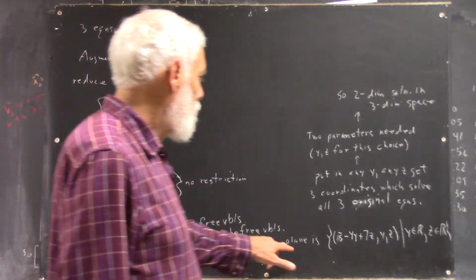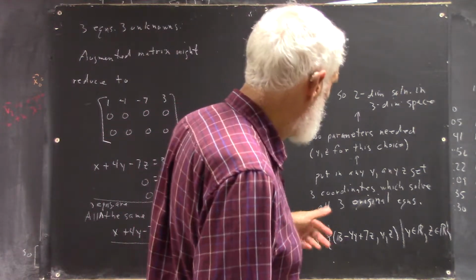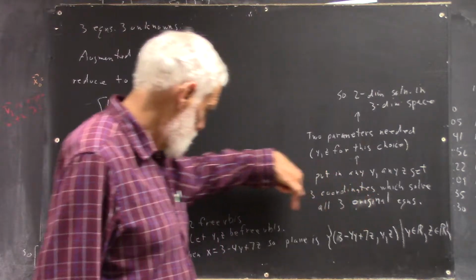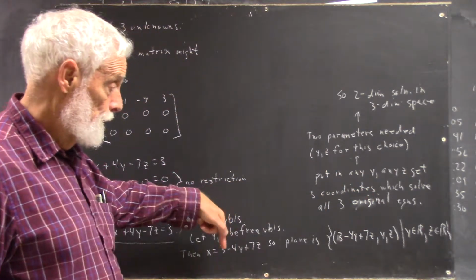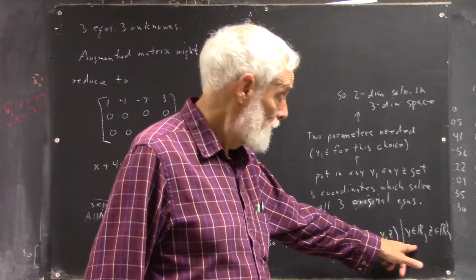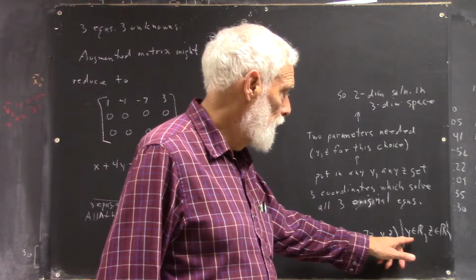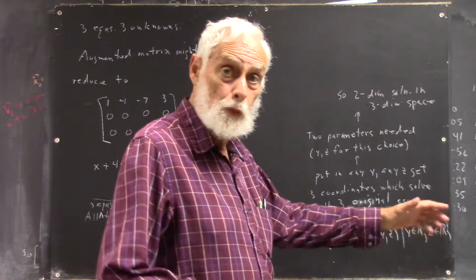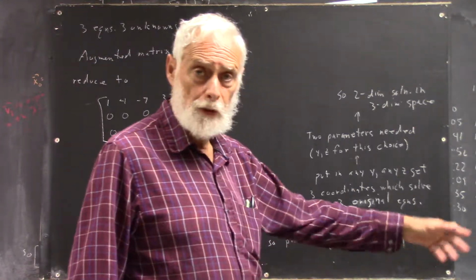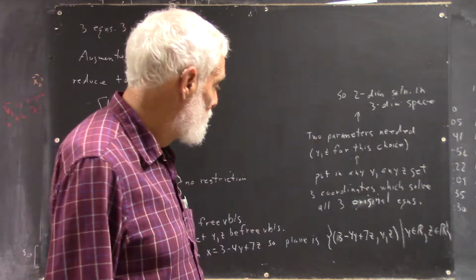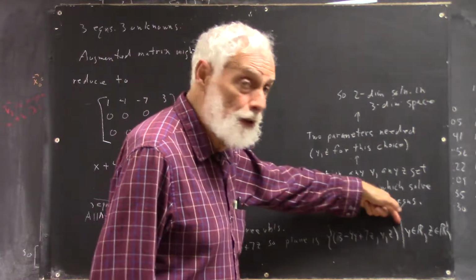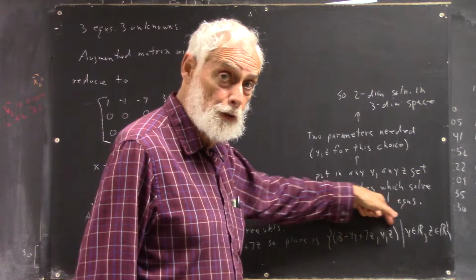So our plane could be described like this. The set of all points, 3 minus 4y plus 7z, which is just what x is equal to, and then y, z, where y is any number and z is any number. That means y is in the set of real numbers, so y is a real number, z is in the set of real numbers, so z is a real number. You choose any two real numbers, and you only need to choose two, and everything is determined. All the coordinates of this point are determined.